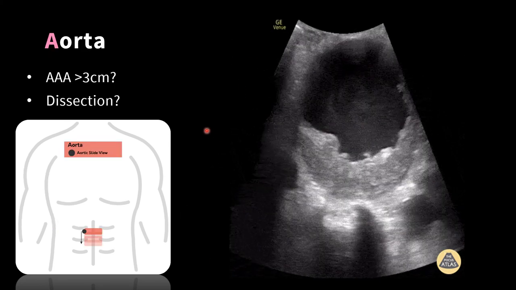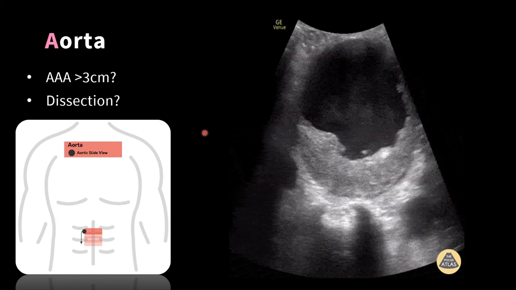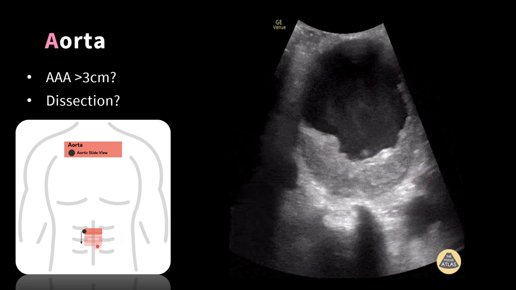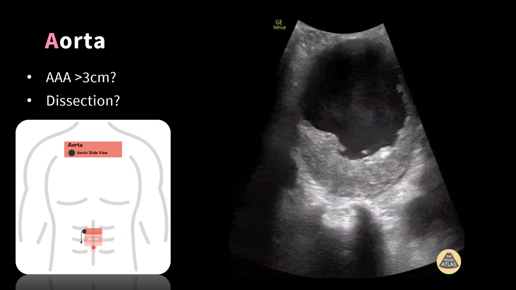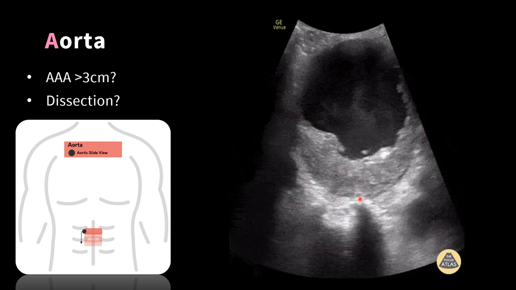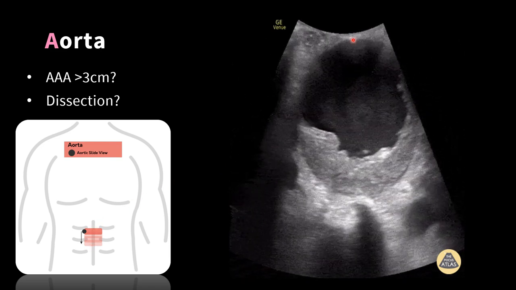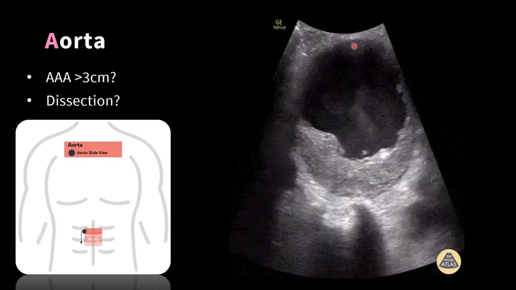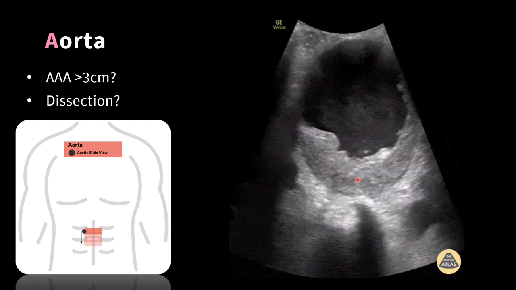Next, we'll move on to the aorta. Since 95% of AAAs are infrarenal, you want to look in the 3 centimeters that are just above the umbilicus of the infrarenal aorta. You'll want to try and look for an aorta that's greater than 3 centimeters. Here, you'll notice the aorta is approximately 8 centimeters and it has intramural thrombus.